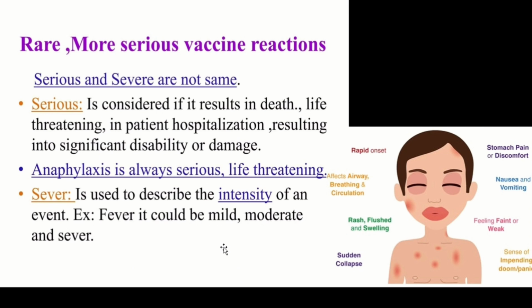Now you need to understand one thing. We have two terms, serious and severe. They are actually not the same. Let me explain. Serious is something which is life threatening. Severe is used to describe the intensity of an event. For example, suppose you take fever. In order to describe the intensity of fever, we can classify it as mild, moderate, or severe. So severe here actually means the maximum intensity for the fever. Severe doesn't mean it requires hospitalization or can lead to death. It just describes the maximum intensity of an adverse event that can happen. So this is the difference between the two terms.